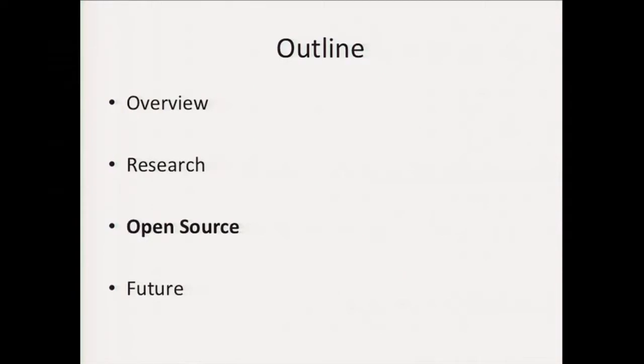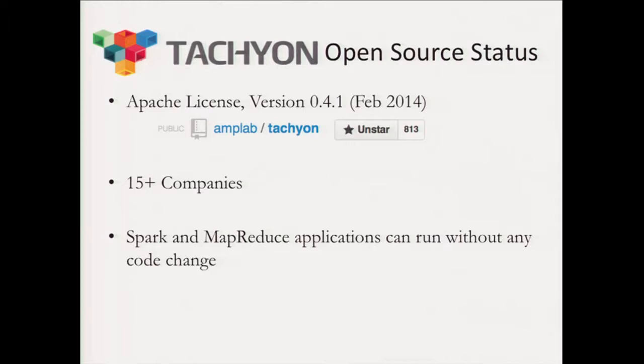All right, so then let's talk a little bit about our open source status. We open sourced under the Apache 2.0 license, and we released 0.41 early this year. Just to prove this is real, we have a snapshot of the GitHub page, and we have more than 800 stars here. And more than 15 companies already contribute to the code base. There are several companies that put full-time employees on this.